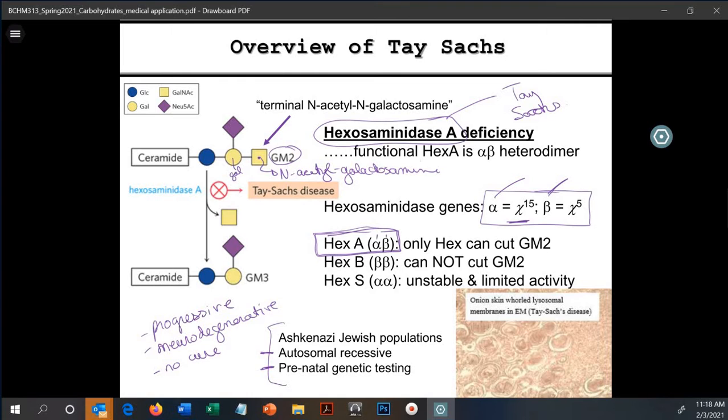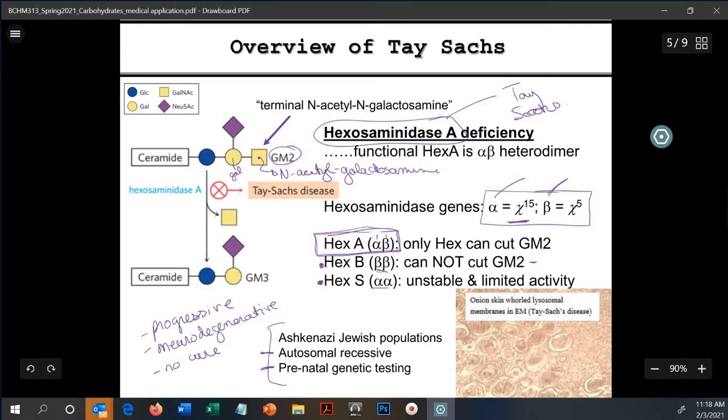And we can have hexosaminidase genes combine, right? The proteins combine to give us different hexosaminidases with different oligosaccharide specificities. So hexosaminidase B consists of 2 beta subunits, and that can cut a lot of oligosaccharides, but unfortunately cannot release this terminal N-acetylgalactosamine from GM2.